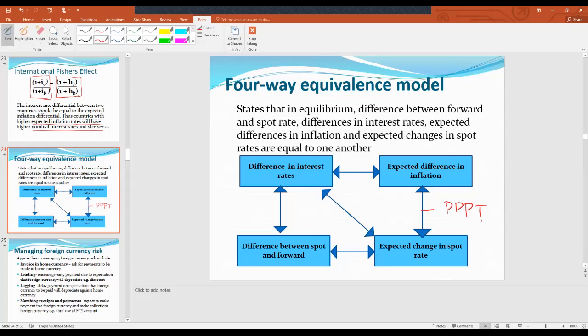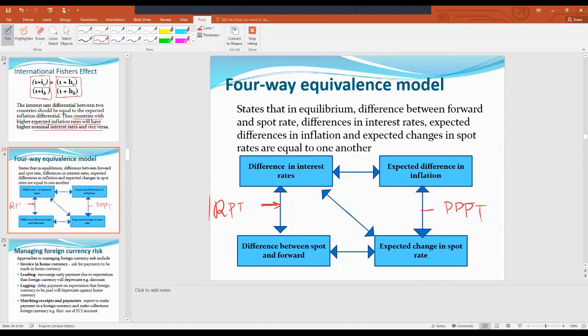Then, as per the interest rate parity theory, we said that if you make a comparison between the forward rate and the spot rate, then this can be explained by the interest rate differential between the two countries. We call this the interest rate parity theory. We have it here, which we will explain together.